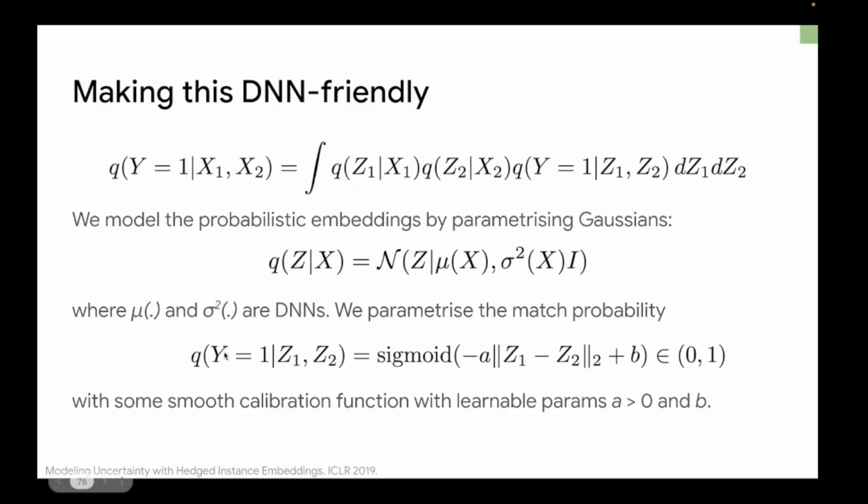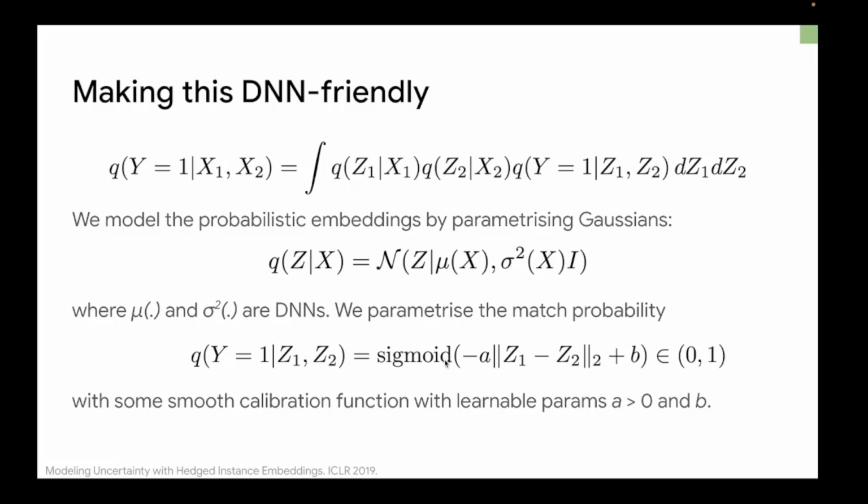Okay, and now your final match probability y equals 1 given z1 and z2, I'm going to say it has to depend directly on the distance between z1 and z2. So if the Euclidean distance is close enough, then the match probability y equals 1 has to increase. So I'm going to put minus a here, which is a positive value. So minus a is a negative value, because you want to reverse the relationship between distance and similarity, right?